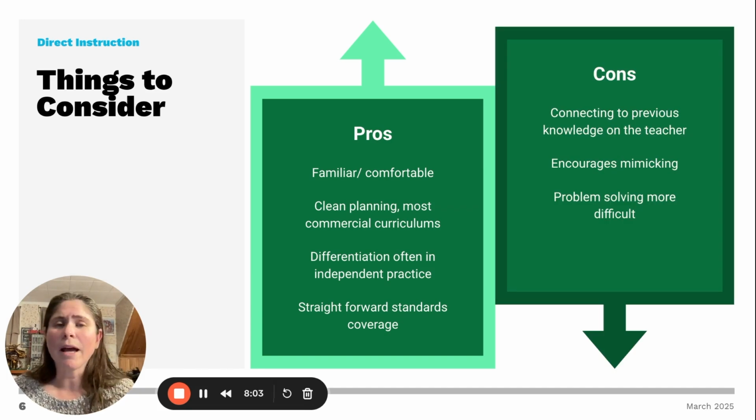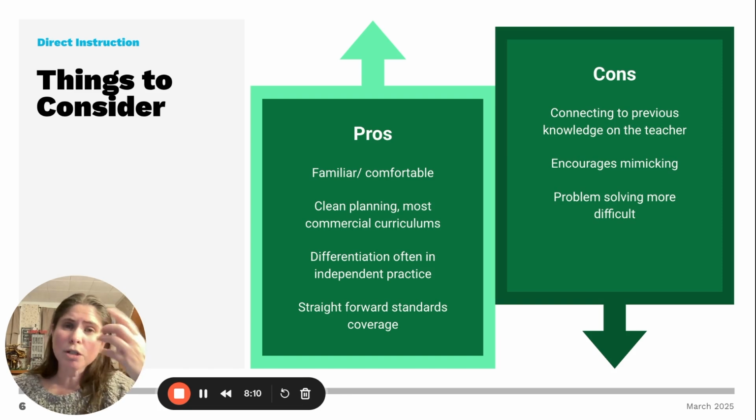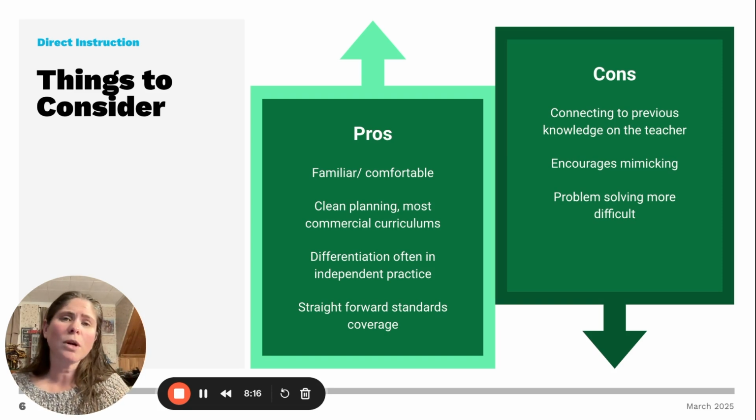We know from brain science that students are more likely to move things from their working memory, which is very short term, into their long term memory by connecting to previous knowledge. In a direct instruction format, the responsibility of making that connection also falls on the teacher. The teacher needs to explicitly make that connection to their previous knowledge in order for that to become illuminated for them. Direct instruction often encourages students to mimic.